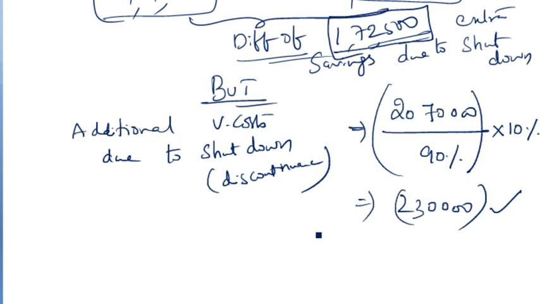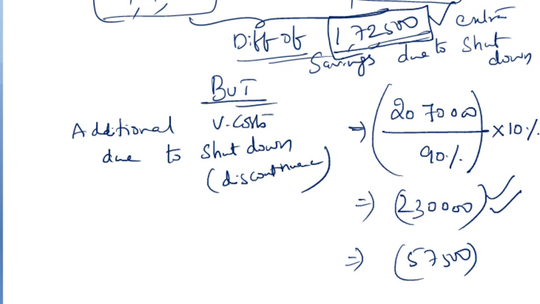So which means there will be a net savings or net earnings of how much? 57,500, which is the difference between 1,72,500 and 2,30,000. So therefore, the decision of discontinuing division C will not be beneficial for Rabi Limited, that particular company, and it should review its decision based on the relevant costing concept.